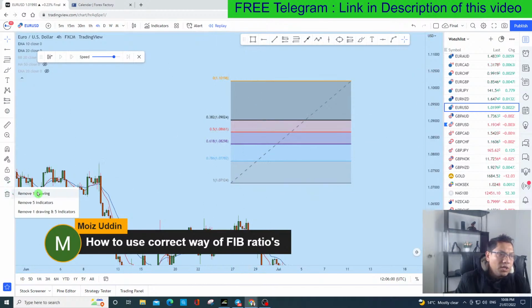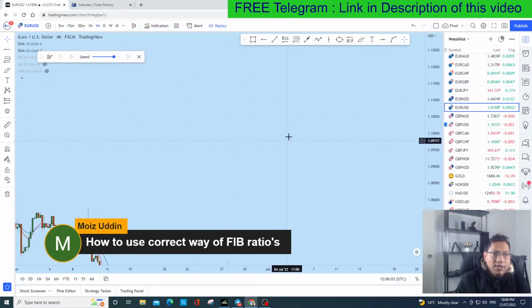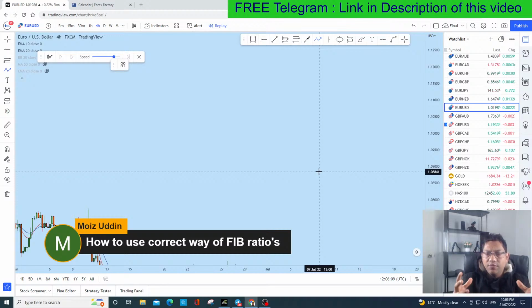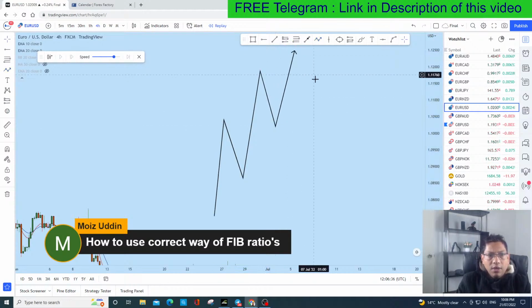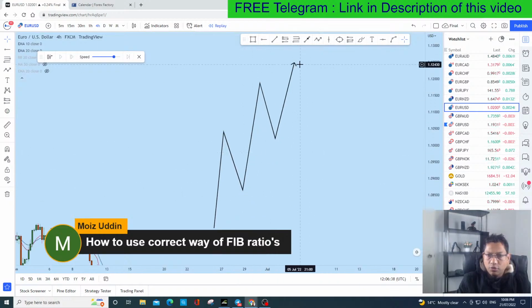What does Fibonacci mean? Let me tell you. Let's say there is a language. If you understand English, there is a language. Every language has some alphabet or letters. Fibonacci is basically a language of the market. So what does it mean? Let's say you see that the market moved, and then it will come for a retracement, it will go for another move, will come for a retracement, it will go for another move. That's how the market moves. This is the language of the market.